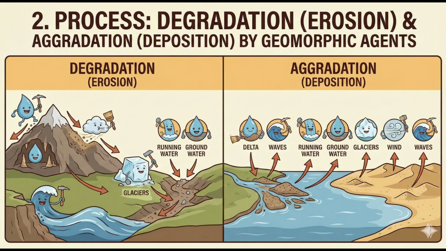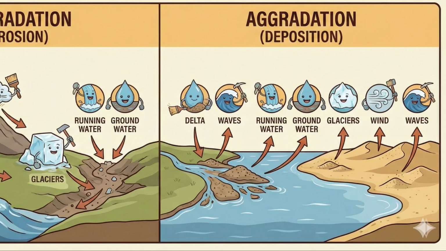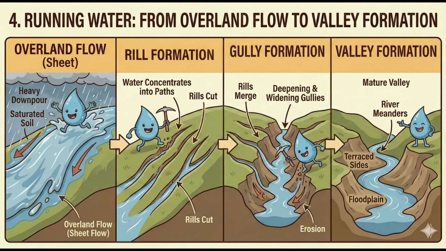In this comprehensive session, we will break down the work of the 5 major agents. We will examine how they erode the land, degradation, and how they build the land, aggradation. We begin with the most important geomorphic agent on the Earth's land surface, running water. In humid regions, which receive heavy rainfall, running water is dominant. But how does it start?